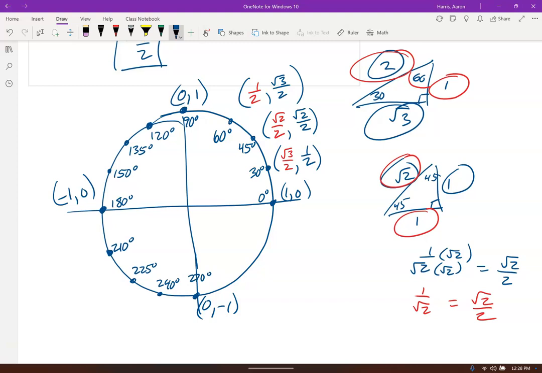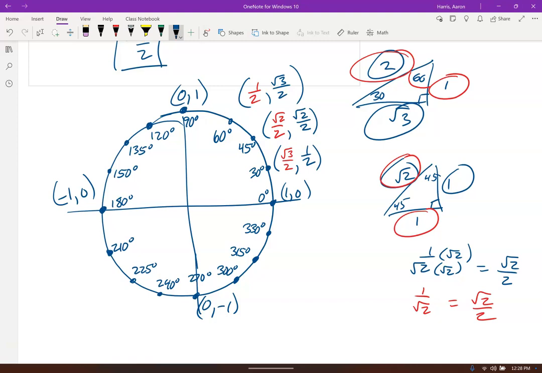Now I'm going to go 30 degrees from there, 45 degrees from there, and 60 degrees from there. So 270 plus 30, 300 degrees. 270 plus 45, 315 degrees. 270 plus 60, 330 degrees.